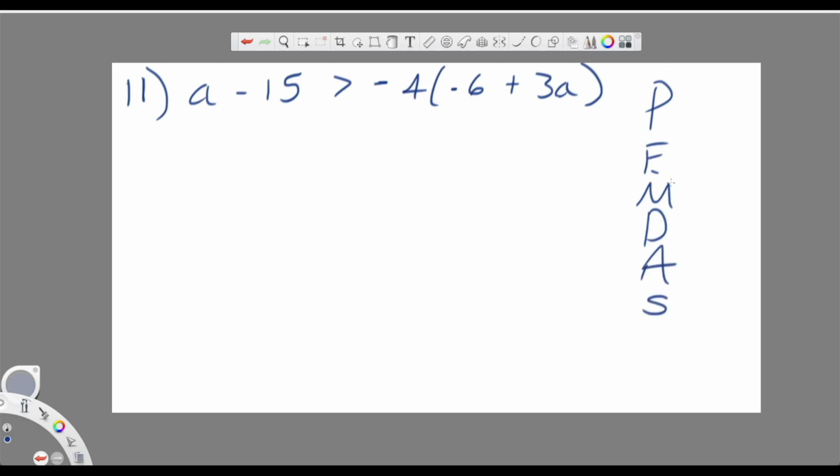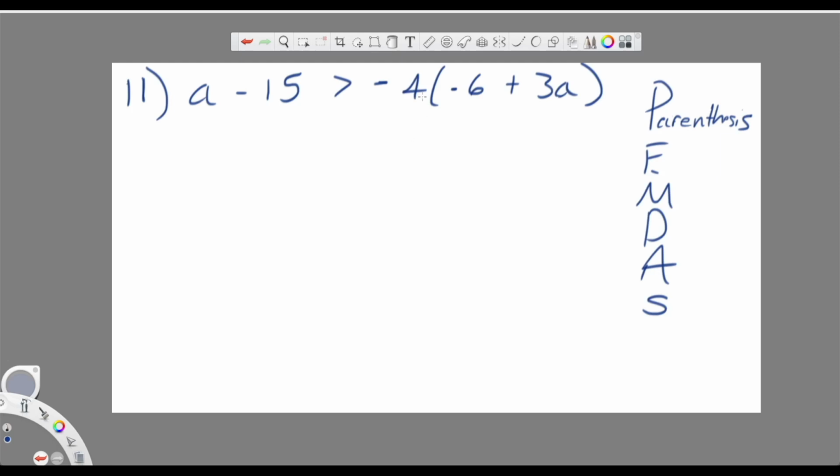Parentheses, exponent, multiplication, division, and addition and subtraction. Now, according to PEMDAS, we have to assess the parentheses first. In our case, these are our parentheses, and we have to solve for the parenthesis before we move on to anything else. And we're going to do that using distributive property.